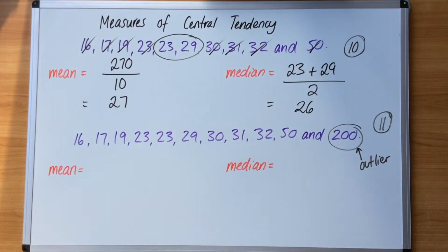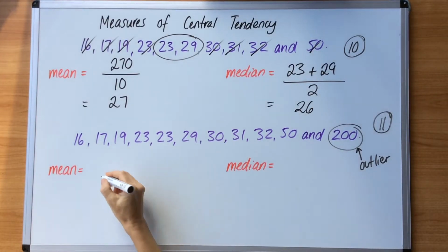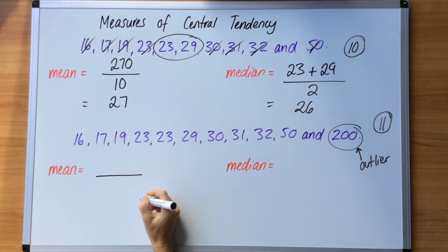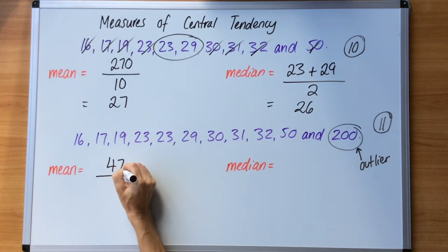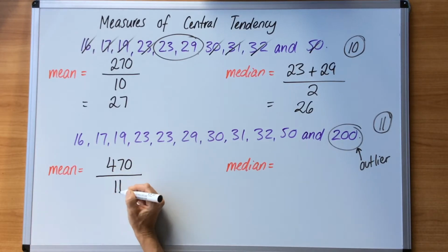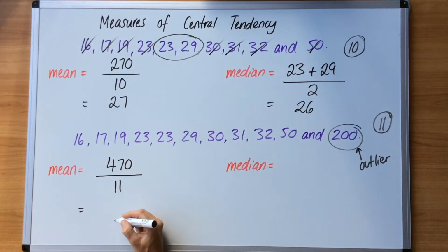Now we move on to the second example down the bottom. We're going to calculate the mean, which is the average. Now I'm going to add that 200 on to make it 470, and I'm going to divide it by 11 because there's now 11 numbers, and we're going to find that the mean is just under 43, but we'll round it to 43 in this case.